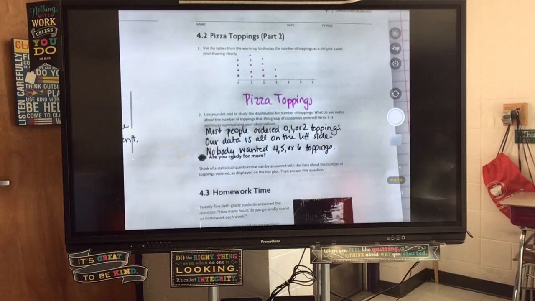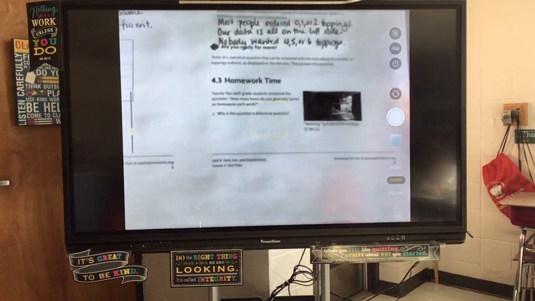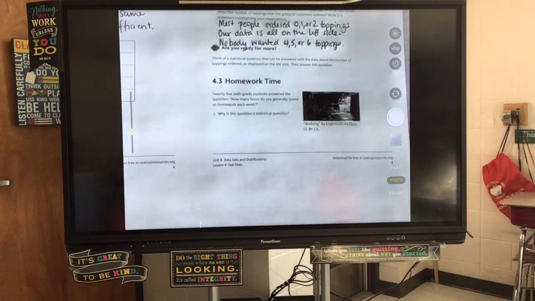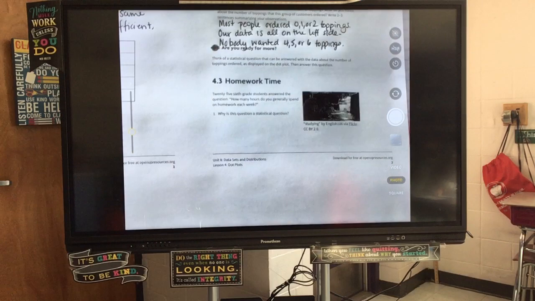So fairly easy, just kind of looking, comparing. Alright, let's go ahead and look at homework time. So we're going to skip down to 4.3. It says 25 6th grade students answered the question, how many hours do you generally spend on homework each week? Why is this question a statistical question?